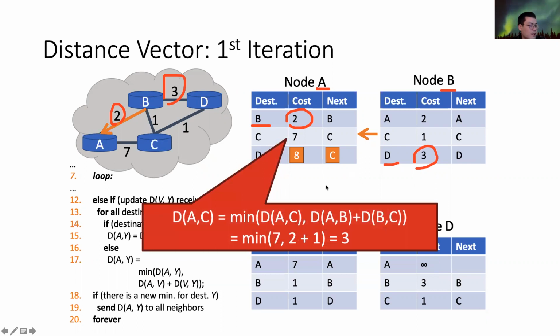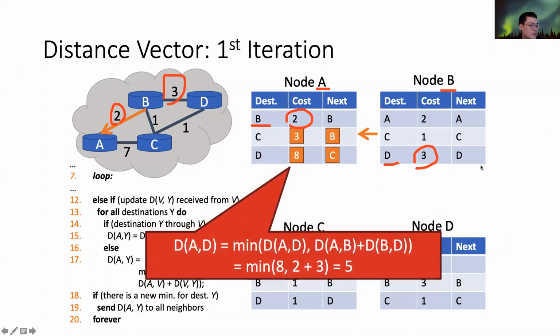Let me see. Here we are talking about C first. Sorry, let's first finish up D. For D, as we said, originally it's a value of 8, but we find a shorter path, 2 plus 3, which is 5. So we update this to B. Previously you routed through C, and now you will route through B. So let's look at C.